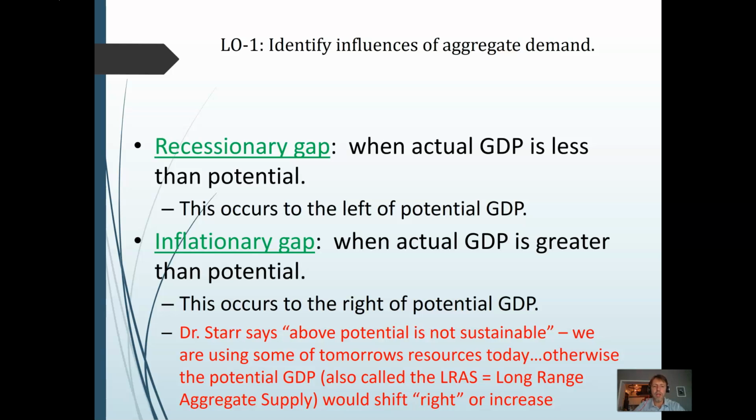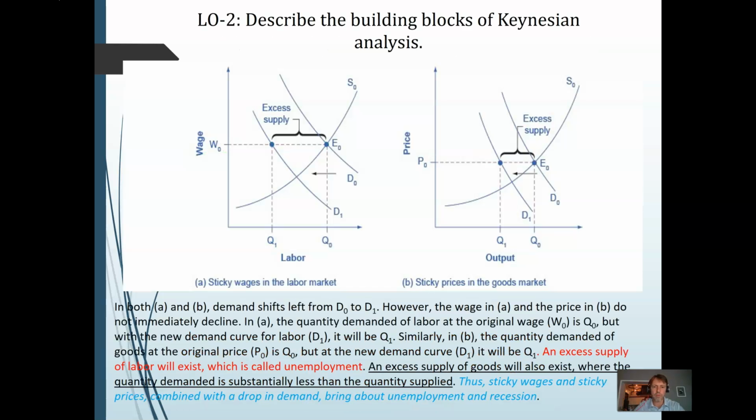What I want to emphasize, and I've said this in one other lecture, is that when we get above potential, it's not sustainable. We're using some of tomorrow's resources today. Otherwise, the potential GDP, also called the long-range aggregate supply curve, would shift right or increase. And so if we are on a point outside it, it's not sustainable over the long term unless we're actually increasing the capacity of the whole economy to do more than it used to, because we become more productive, we become bigger, we have more access to capital.